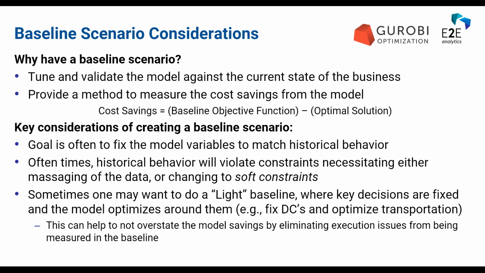And you can even do a light baseline, so you can fix not all of the variables, but some of them, say fix which DCs are going to be open, fix which cookies are made at which bakeries, but maybe not the quantities. And that won't overfix the model. It will give you something that's close to what happened in the past.